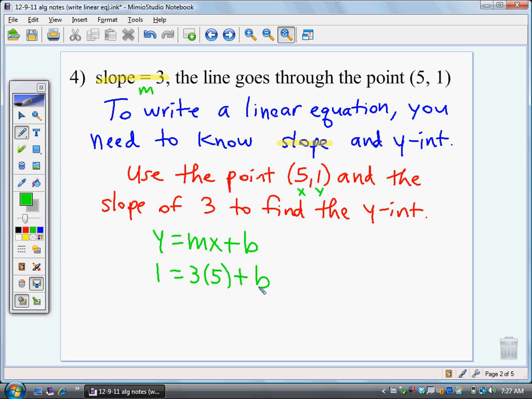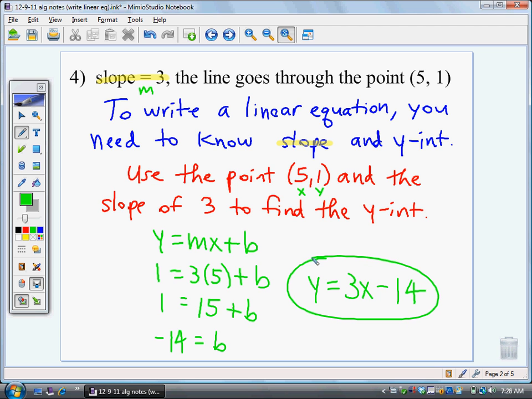We do the same thing. We multiply the 3 and 5, make 15, plus b. You subtract 15 from both sides, you get that b is -14, and then you write your equation. Y equals, the slope is 3, x. Our y-intercept is negative, and since it's negative, we write -14, and there's your equation.